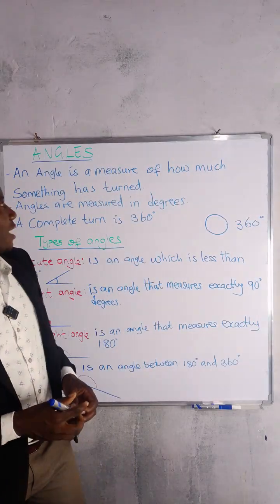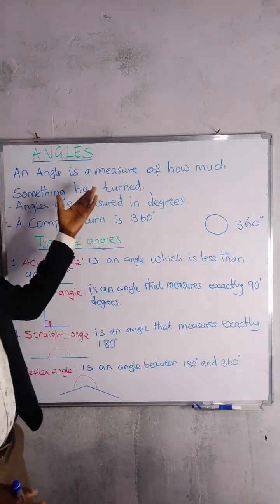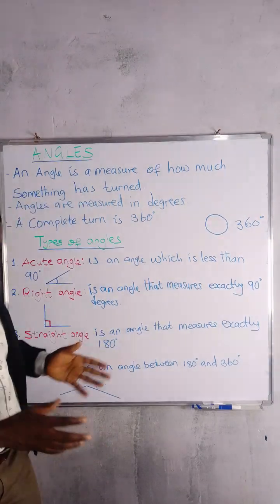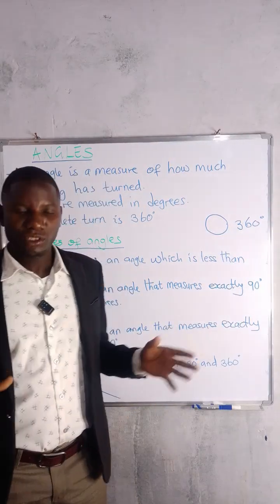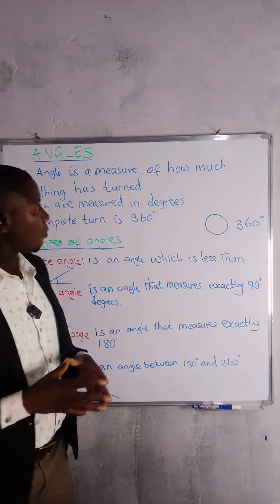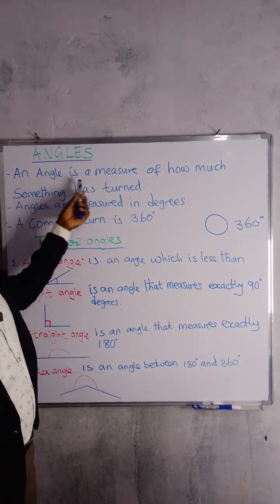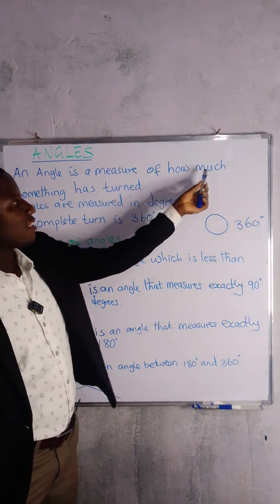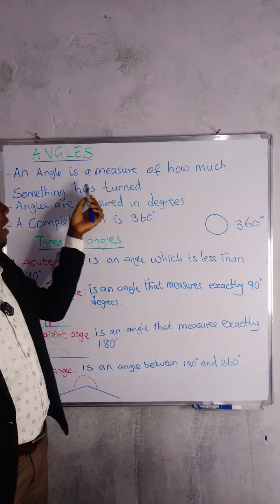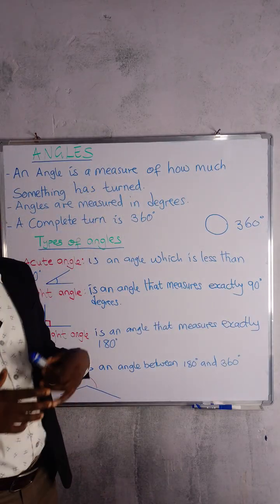So like I said, we are starting a new topic which is called angles. Angles is a very simple topic, so I hope you are going to enjoy it. We are going to start with defining what an angle is. An angle is a measure of how much something has turned. So that is an angle.